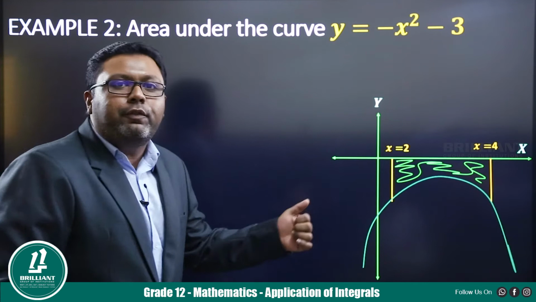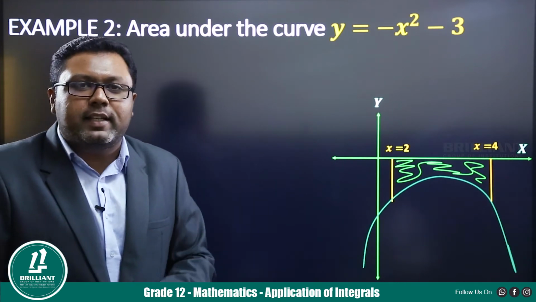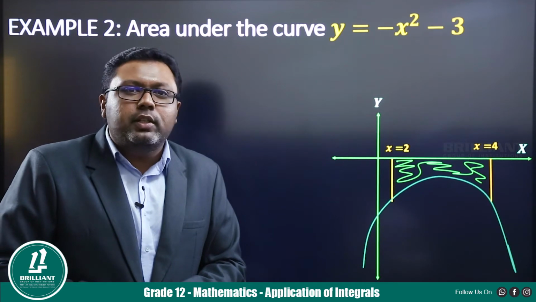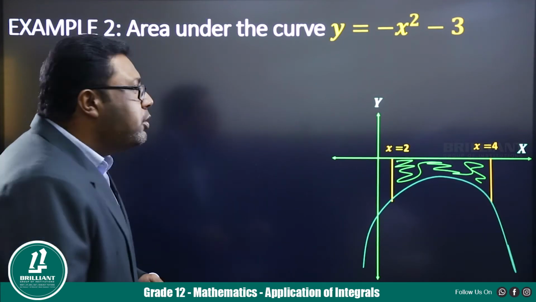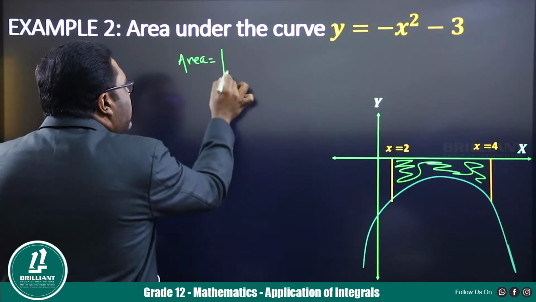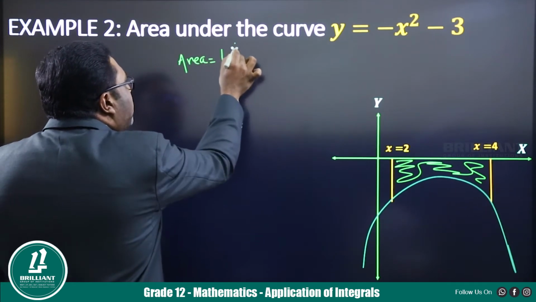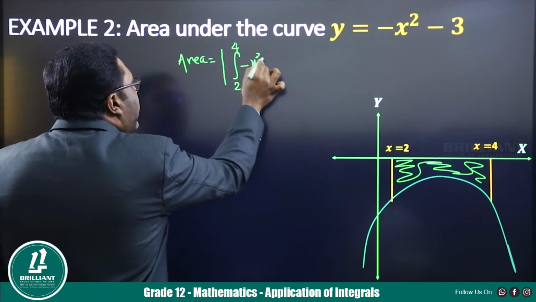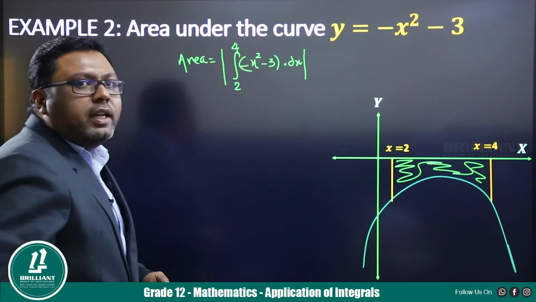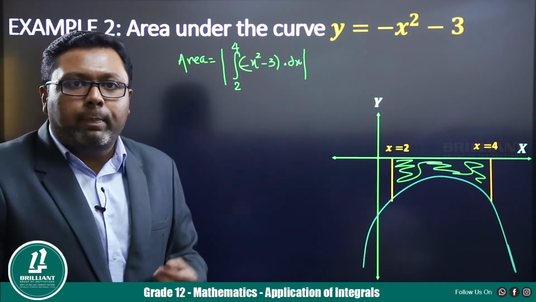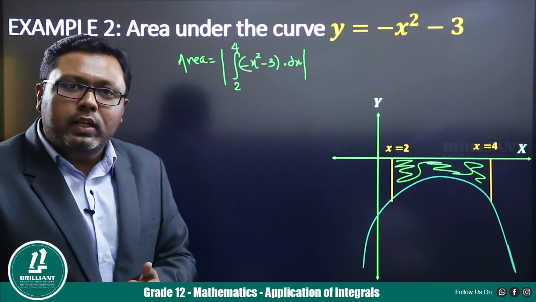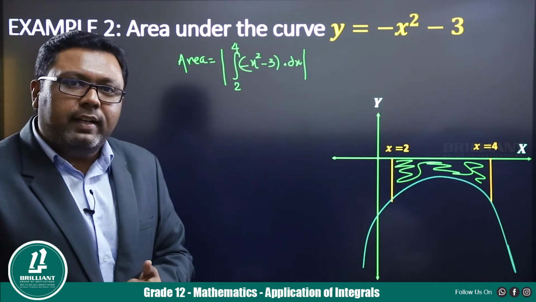Yes, I'm going to find the area below the x-axis. So definitely if I apply the area function, it is going to be negative. So my formula is going to look like area is equal to modulus integral 2 to 4 of minus x squared minus 3 dx. This is the expression for the application of integrals area function: integral 2 to 4, modulus, minus x squared minus 3 dx.